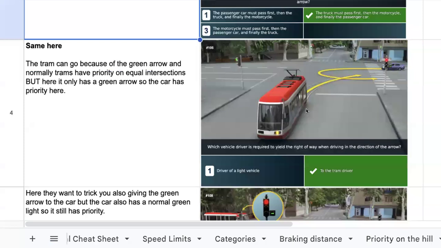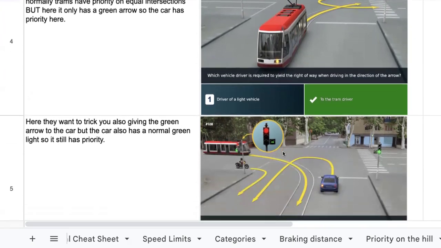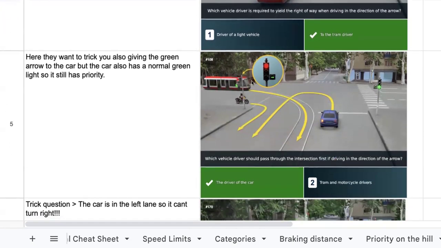Here, a similar situation. Which vehicle driver is required to yield the right of way when driving in the direction of the arrow? The tram driver is supposed to yield because the tram can go only because the green arrow is lit up. Normally trams have priority on equal intersections, but it only has a green arrow, so the tram automatically becomes second priority. So the car has a main green light, it goes first, and then the tram goes, turning right. Here again, they want to trick you, also giving the green arrow to the car, but the car also has a normal green light, so it still has priority, right?